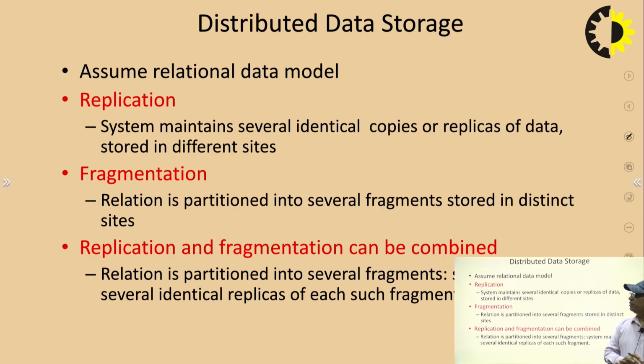Distributed database storage. Assume a relational data model: replication, fragmentation, and third, replication and fragmentation can be combined. So how can we save the data on a distributed database? Replication means the same identical copies can be stored on different sites. So it is replication. Fragmentation: a huge database can be broken into several parts.